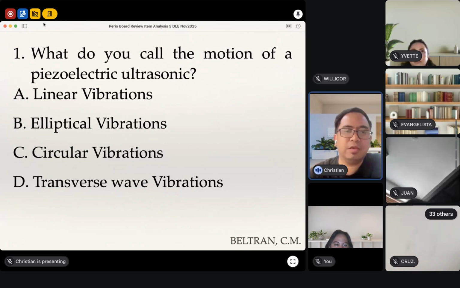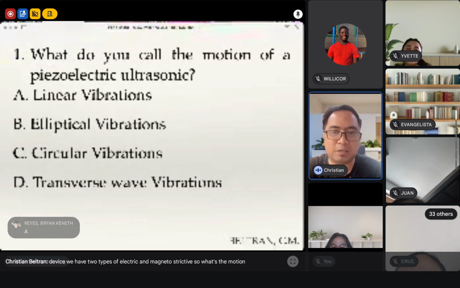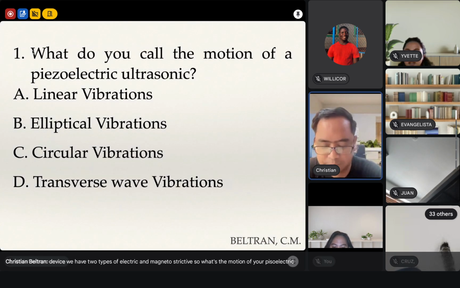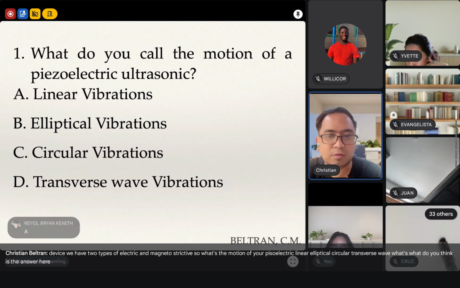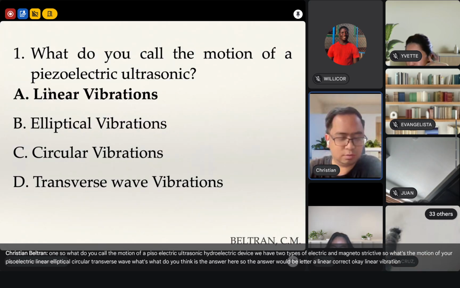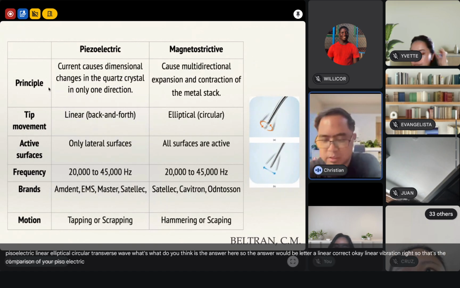What do you call the motion of a piezoelectric ultrasonic? We have two types, piezoelectric and magnetostrictive. So what's the motion of your piezoelectric? Linear, elliptical, circular, or transverse wave. What do you think is the answer here? The answer would be letter A, linear, correct. Linear vibration, right?